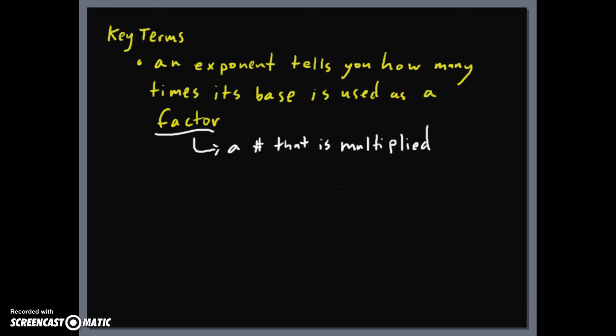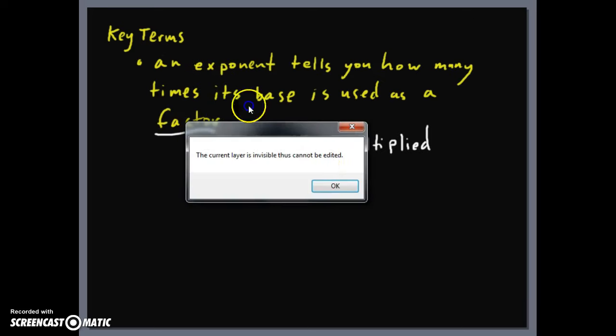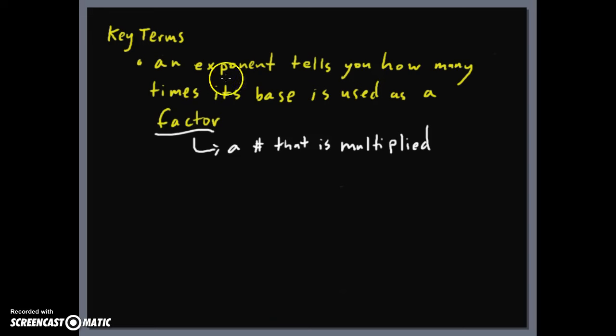Let's go ahead and identify the key term. Really, it's just exponent, and this is another way of defining what an exponent is. An exponent tells you how many times its base is used as a factor. If you don't know what a factor is, it's a number that is multiplied. So if we've got the example 17 to the third, the base here is 17, and the exponent is telling us that the factor, or the base, is going to be a factor 3 times. So it's essentially just telling us it's going to be multiplied by itself 3 times. So 17 times 17 times 17.